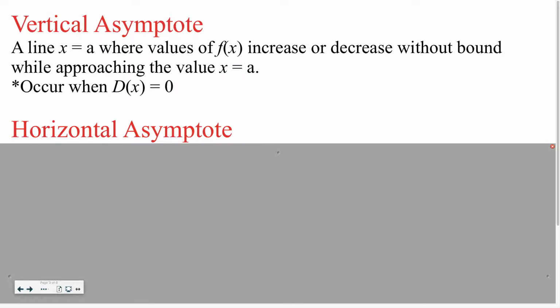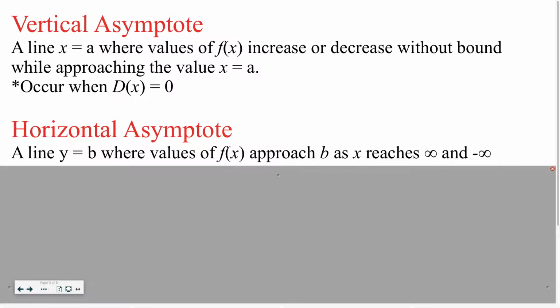Horizontal asymptote, its definition is a horizontal line that f of x approaches towards infinity and negative infinity. Something that you might remember from Algebra 2, I'm not sure, but it is possible to cross a horizontal asymptote somewhere in the middle. That is okay. Vertical asymptote, no. Horizontal asymptote, yes. But as long as we approach it towards infinity, then we're good.